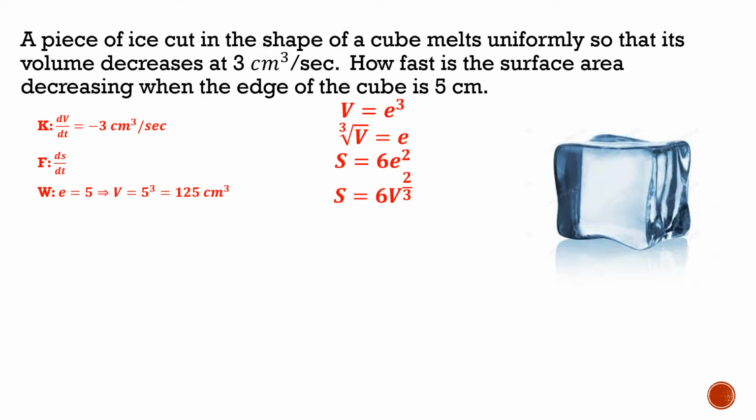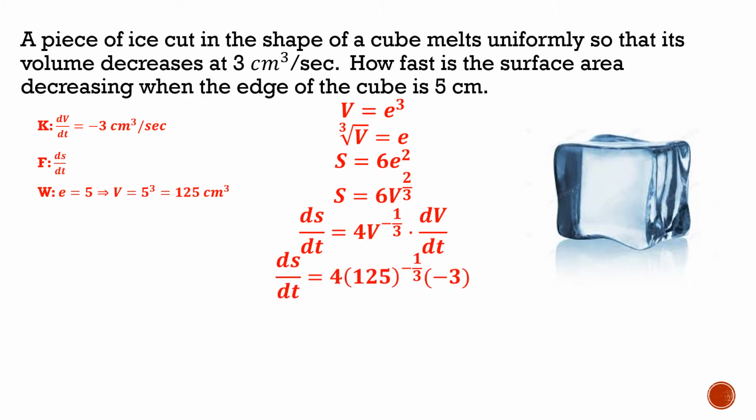Now, taking the derivative of both sides, I get dS/dt equals 4V to the negative 1/3 times dV/dt. Now, plugging in all my knowns, I have 4 times the volume, which is 125, to the negative 1/3 times dV/dt, which is negative 3. Simplifying that, I get 4/5 times negative 3, or negative 12/5 centimeters squared per second.